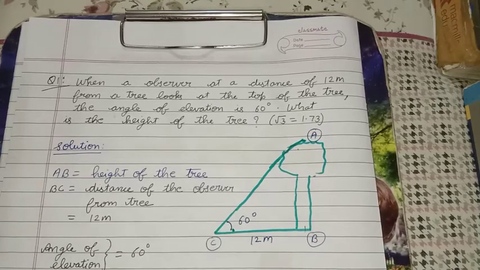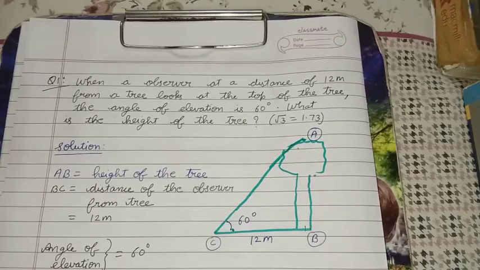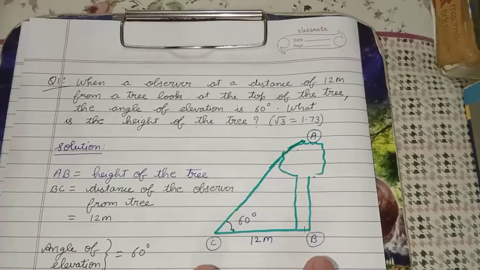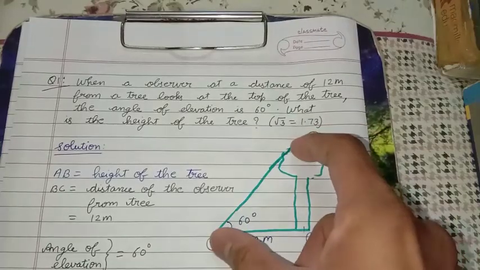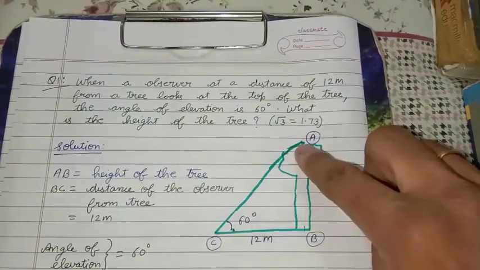Friends, remember one thing, many a time students make a mistake. When the distance between the two is given, it should be a horizontal distance. You cannot say that this distance is 12. This is his line of vision, correct?